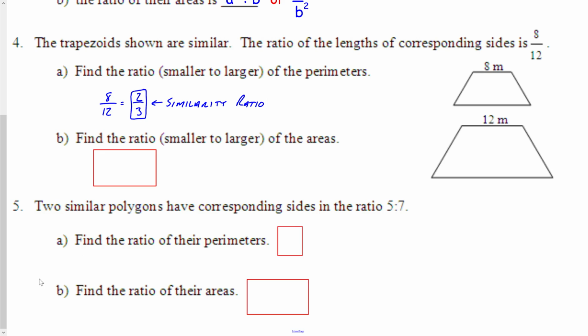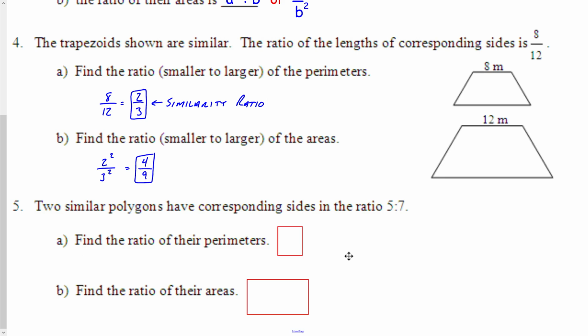Now, if I want to find the ratio of the areas of these two trapezoids, again, smaller to larger has been dictated for us. We're going to take that similarity ratio and we're going to square the numerator and the denominator. So now the ratio of areas is 4 to 9.